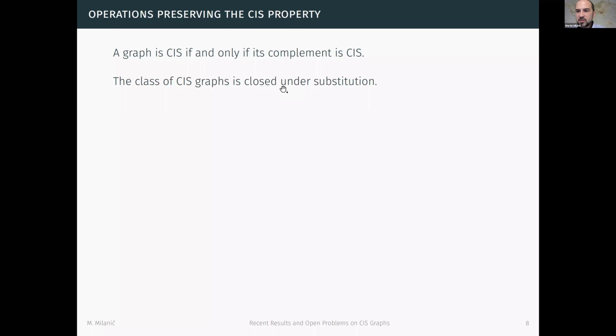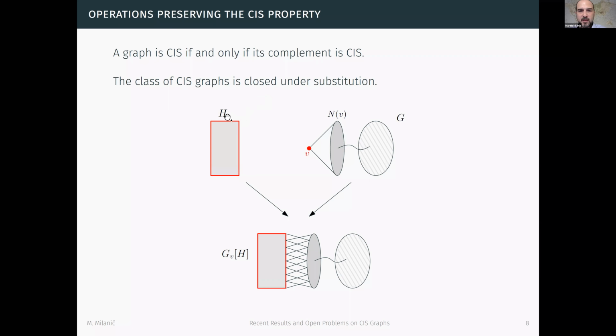So we can build large CIS graphs from existing ones with the following operation. We take two graphs, G and H, and we fix a vertex v of G. We can construct a new graph, which is called the graph obtained by substituting H for v into G. We assume that G and H are vertex disjoint. We delete v and replace it with H. And then we put all the edges between vertices of H and the neighbors of v in G.